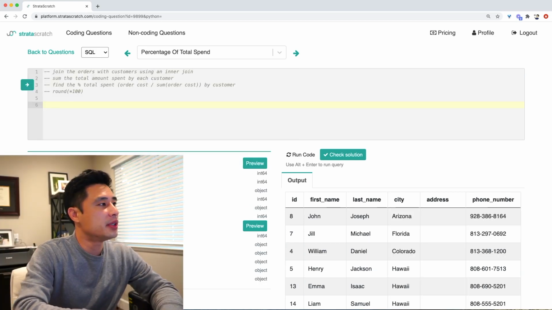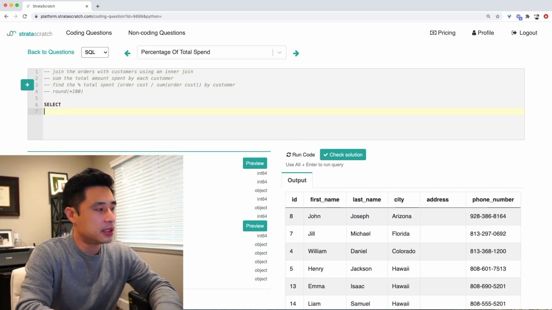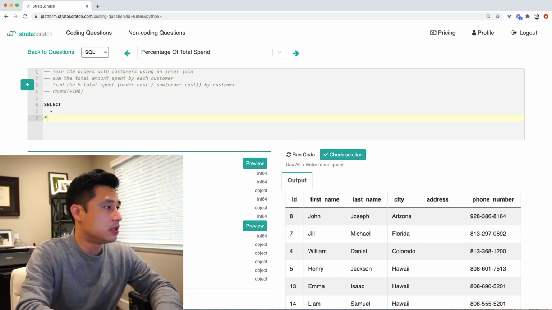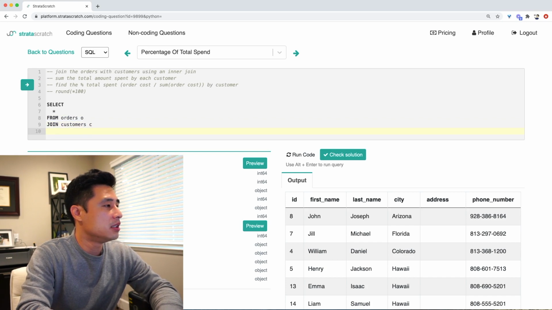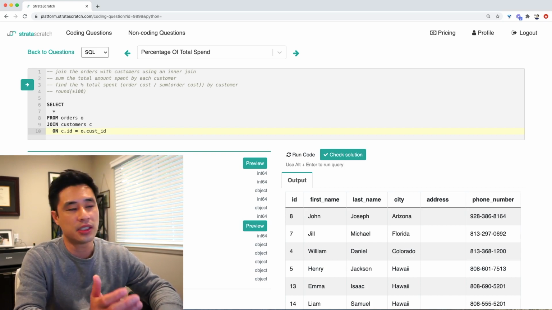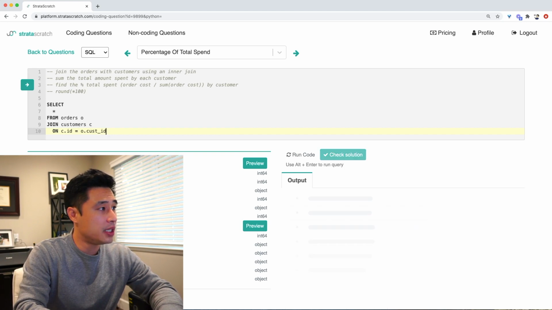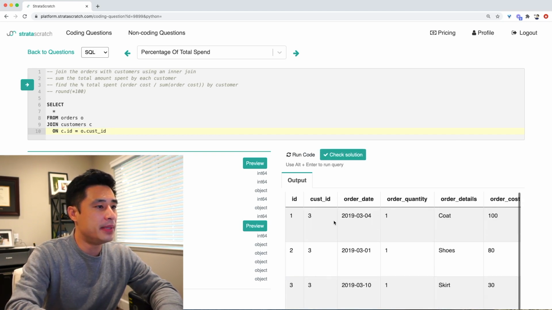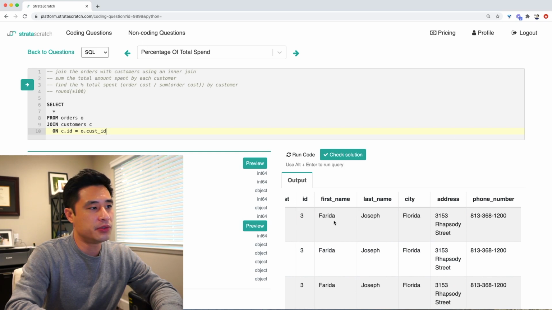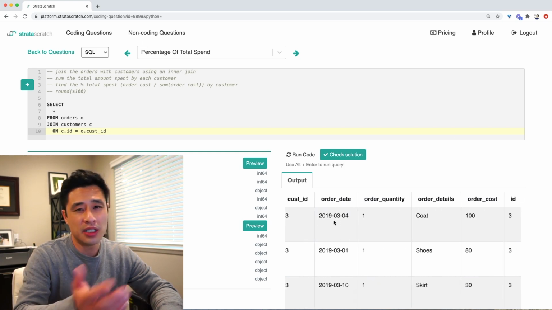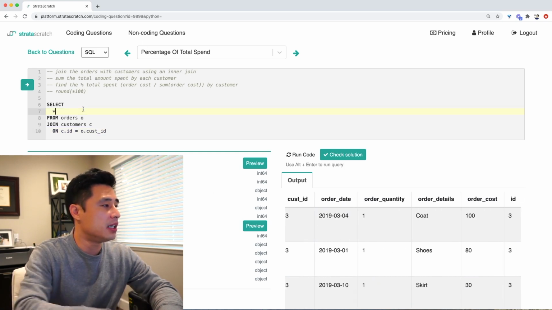All right. Let's start with the join. So I'm going to select star from the orders table, alias that with an O, and perform an inner join on the customers table on the key c.id is equal to o.custid, which is a foreign key for customer ID. If I run this query, I basically get all of the columns across both tables, but I actually don't need all of the columns, right? It's too many columns.